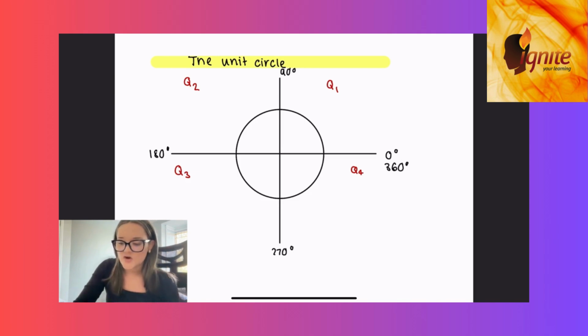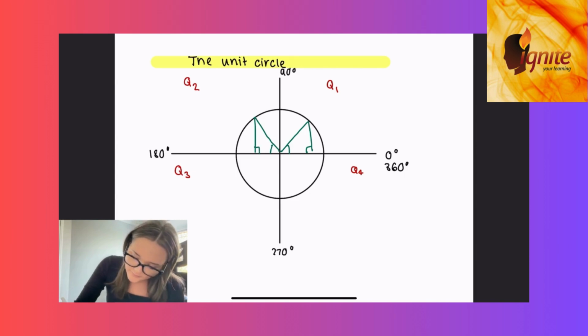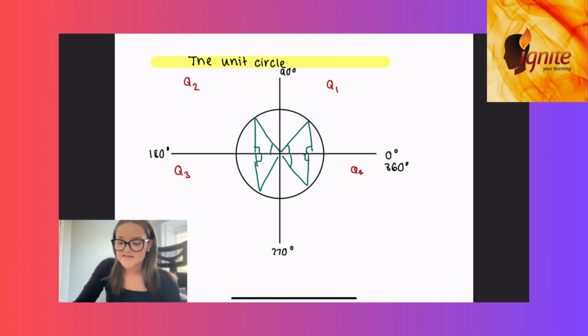So within our unit circle, what we can actually do is draw in some right angle triangles within each of the different quadrants. So our triangles are going to look like this. And if we label the first acute angle within our right angle triangle as theta, that's going to be whatever's in our first quadrant.